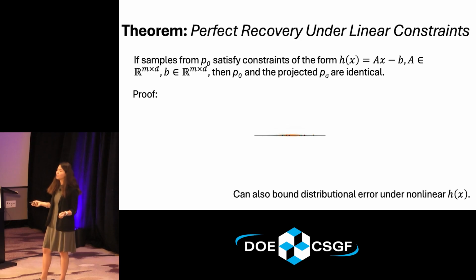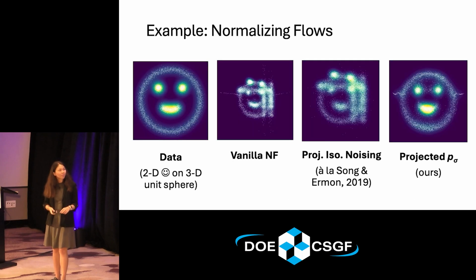And of course, nonlinear things are a little bit more tricky, but we can still bound it, which we have in the paper. And now I want to share just a little taste of the experiments that we have. So here we have a bunch of 3D points that lie on a locally 2D manifold, so a sphere, and it forms a nice little smiley face in aggregate.